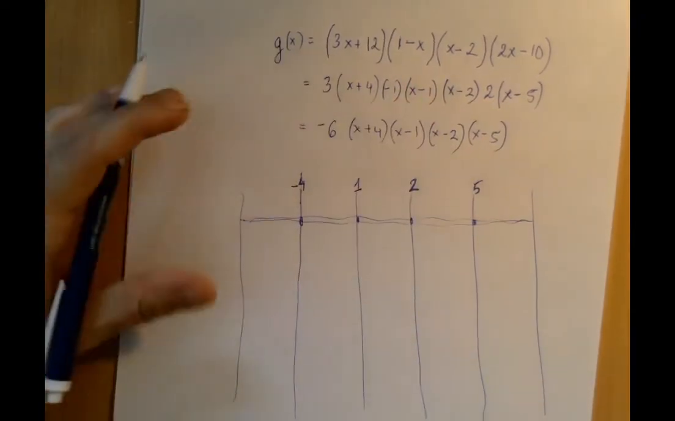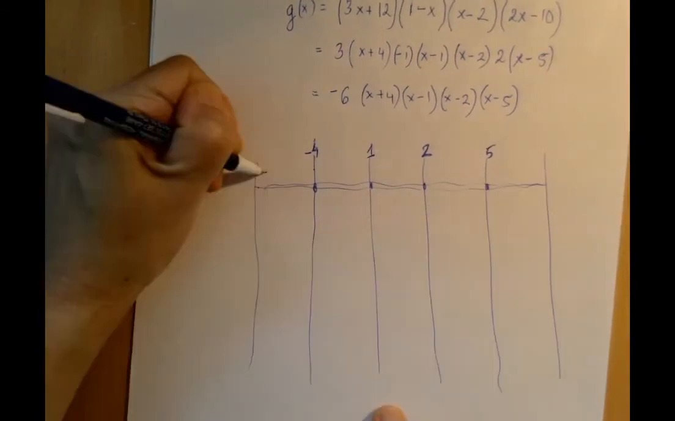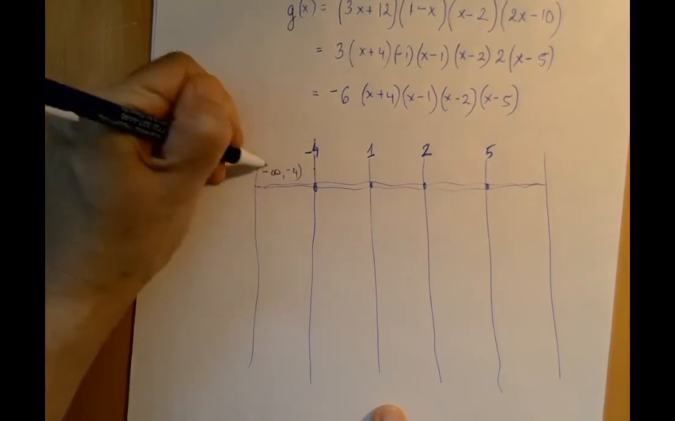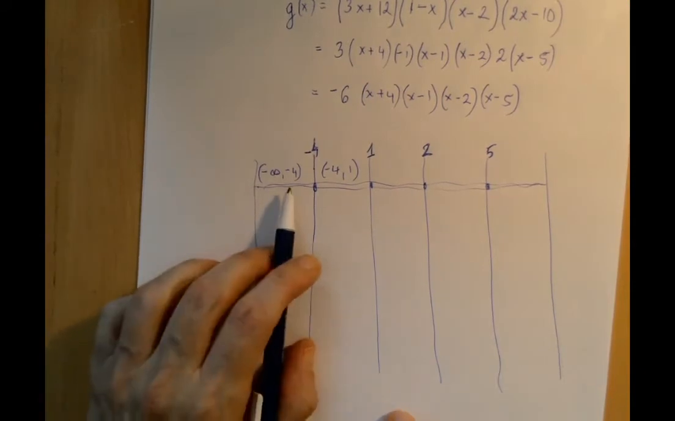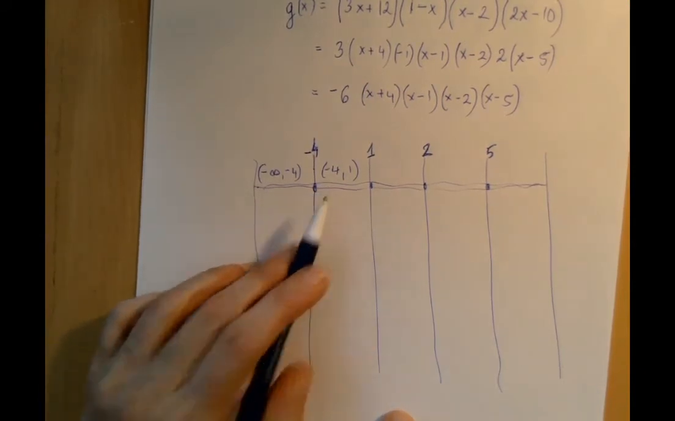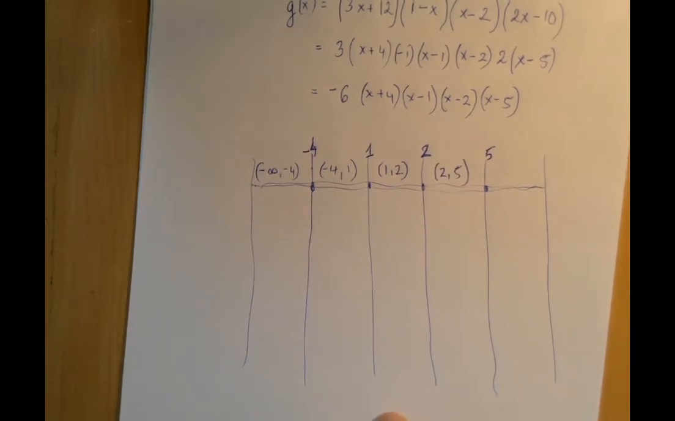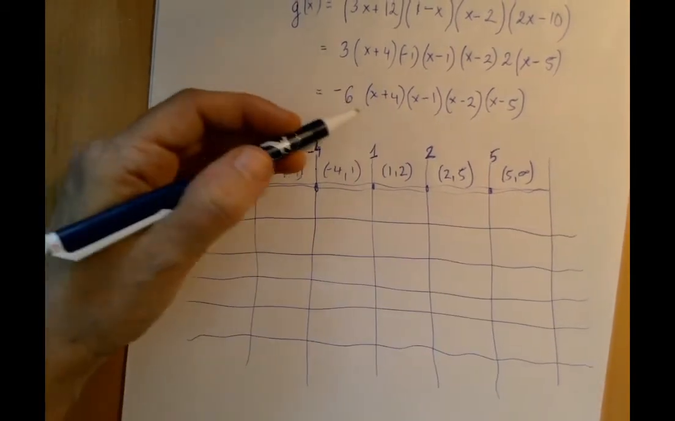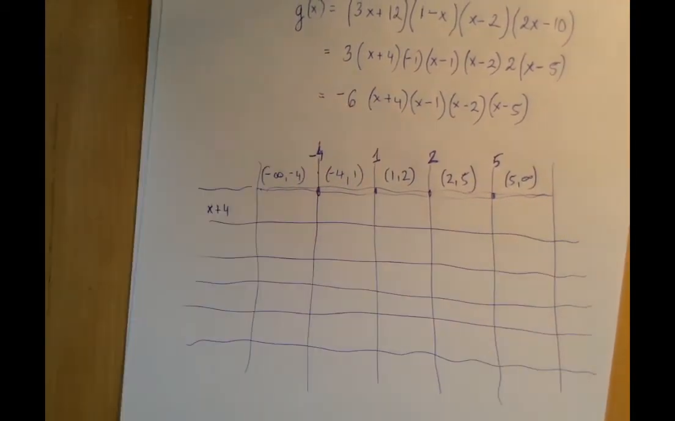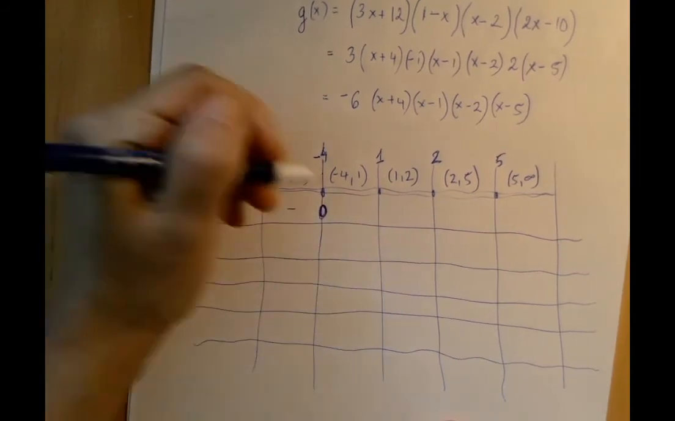These 4 points split the real number line into 5 intervals. First negative infinity to negative 4, then from negative 4 to 1, then from 1 to 2, then from 2 to 5, and finally 5 to infinity. Okay, so let's see the factors. So the first factor is x plus 4. Now what happens to x plus 4? X plus 4 takes a 0 at negative 4, and it's negative before, positive after.